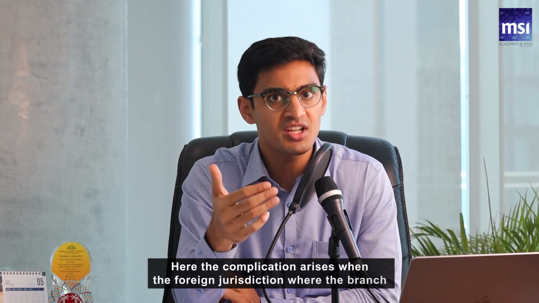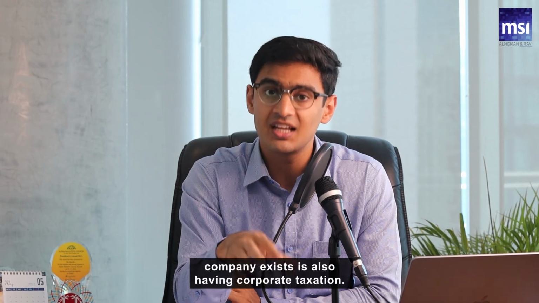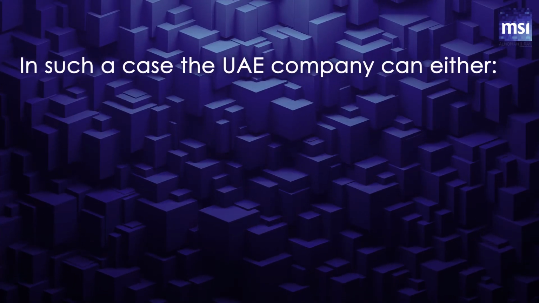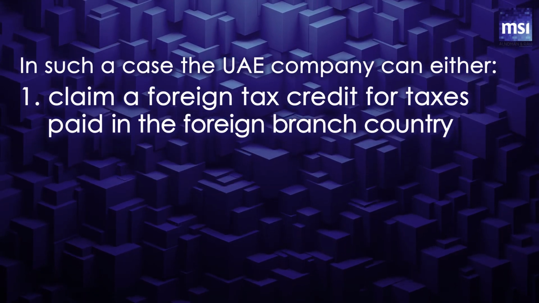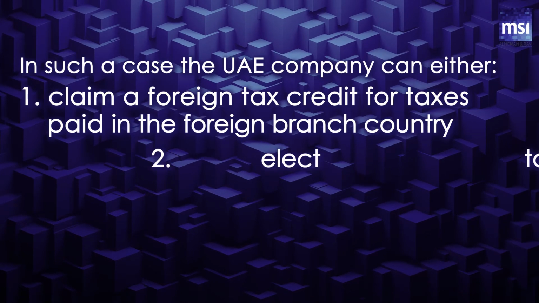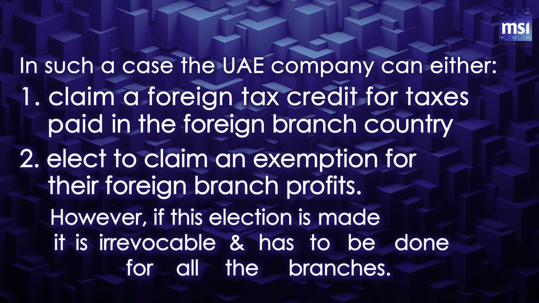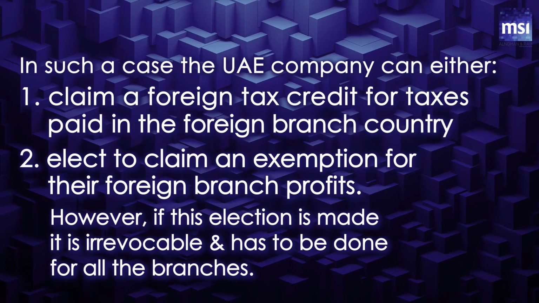Here, the complication arises when the foreign jurisdiction where the branch company exists also has corporate taxation. In such a case, the UAE company can either claim a foreign tax credit for the taxes paid in the foreign branch country, or elect to claim an exemption for the foreign branch profits. However, if this election is made, it is irrevocable and has to be done for all the branches.